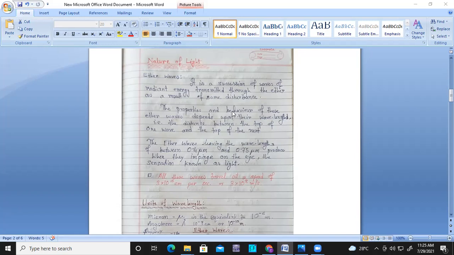So what about the ether wave? As per the definition, it is a succession of waves of radiant energy transmitted through the ether as a result of some disturbance. This is the ether wave, and it is the visible light wave. The properties and behavior of these ether waves depend upon their wavelength.